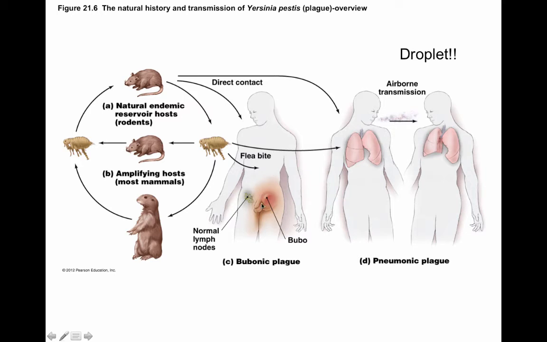And then once inside the body, if it spreads to the lungs, now the bacteria can then be spread from person to person by airborne or droplet transmission. All right, but the initial infection is, I shouldn't say the initial infection because it could be inhaled. But if it's coming by a flea bite, it's systemic.